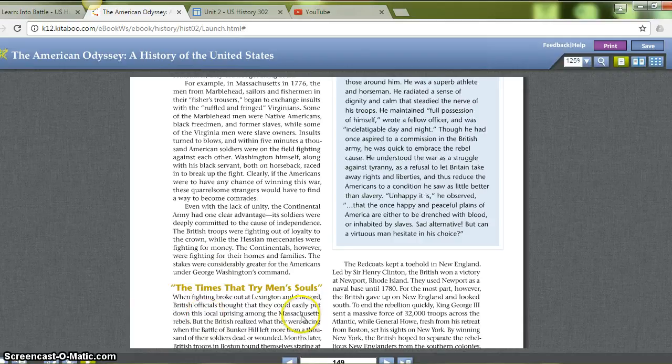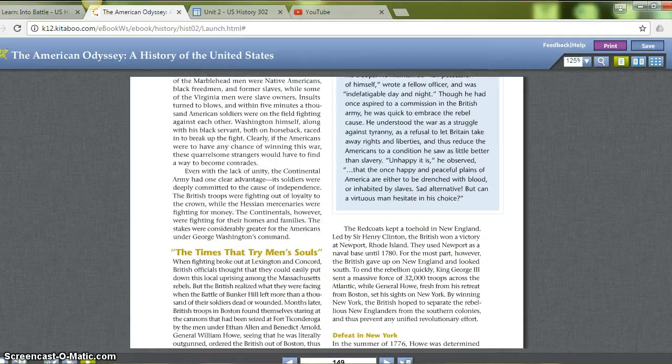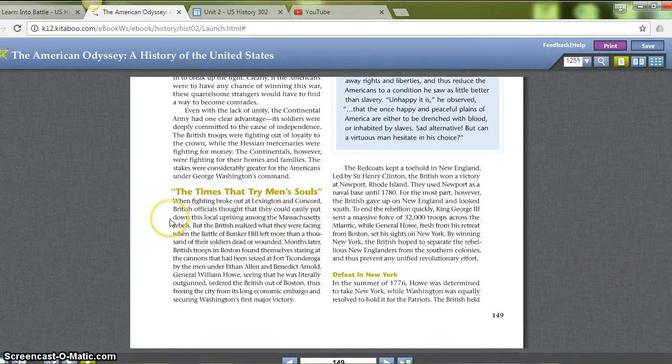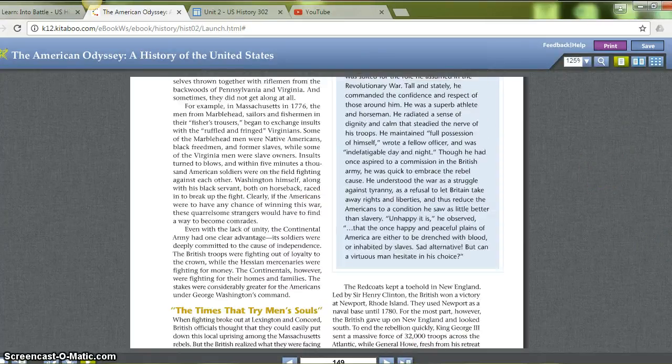The times that try men's souls. When fighting at Lexington and Concord, British officials thought they could easily put down this local uprising among the Massachusetts rebels. But the British realized what they were facing when the Battle of Bunker Hill left more than 1,000 of their soldiers dead or wounded. Months later, British troops in Boston found themselves staring at the cannons that had been seized at Fort Ticonderoga by the men under Ethan Allen and Benedict Arnold. General William Howe, seeing that he was literally outgunned, ordered the British out of Boston, thus freeing the city from its long economic embargo and securing Washington's first major victory.